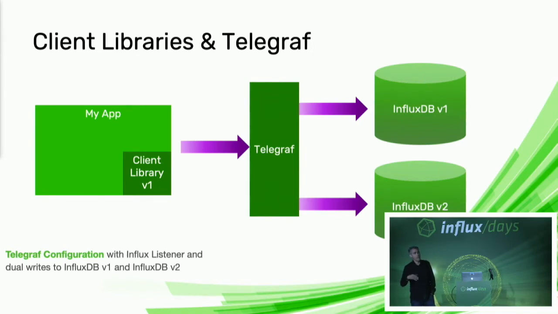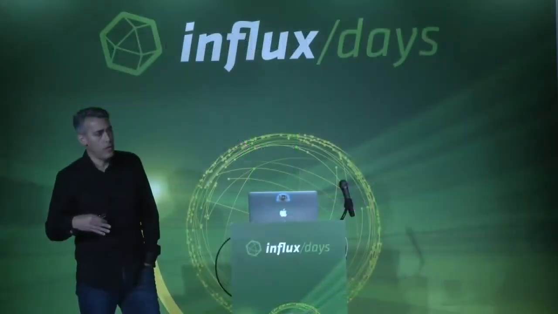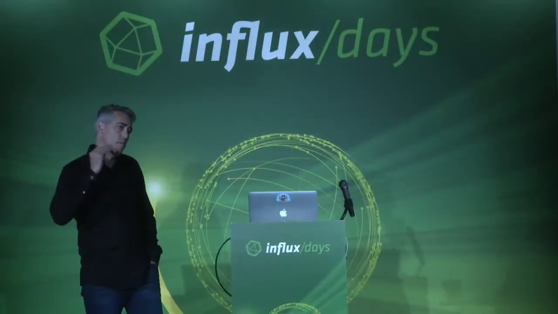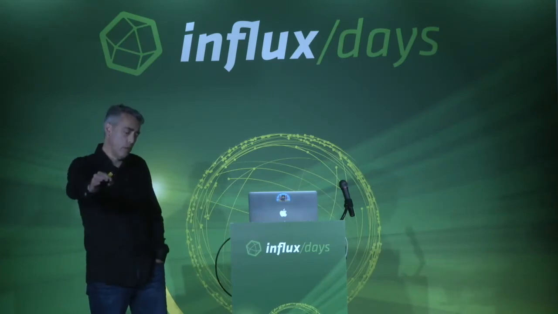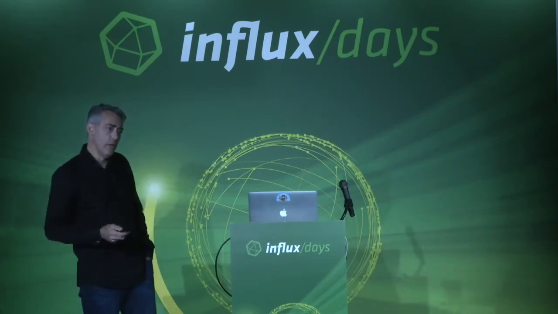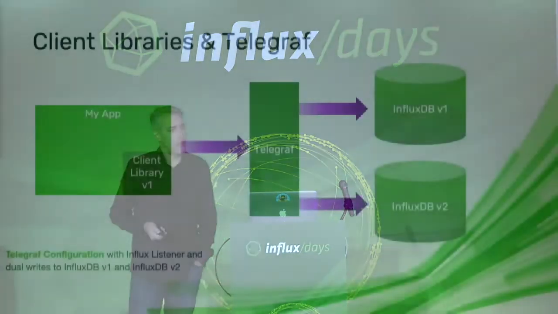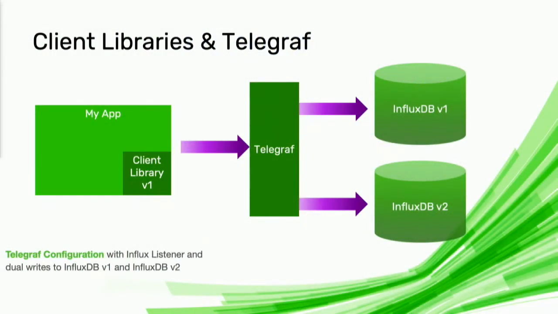And then again, using that dual write configuration that we just went through, you can send the data from that Telegraph agent both to the database as it currently works in v1, but you can also output the data to v2. Very clever and tricky way to get data flowing to both without rewriting your client apps. Make sense?